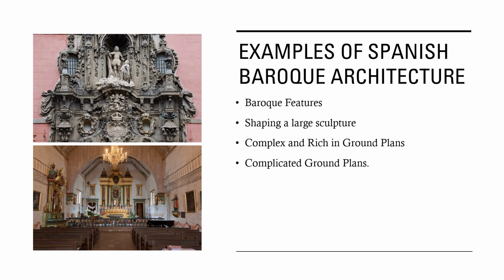Since Baroque architecture involved shaping a large sculpture, it rejected ground plans used in Renaissance architecture. The ground plans therefore involved complex and rich dynamic ground plans. The elaborated ground plans could also have been derived from complicated versions of geometrical figures. An example of complicated ground plans used to design buildings in Baroque architecture was Francesco Borromini's design of a church shaped like a bee.